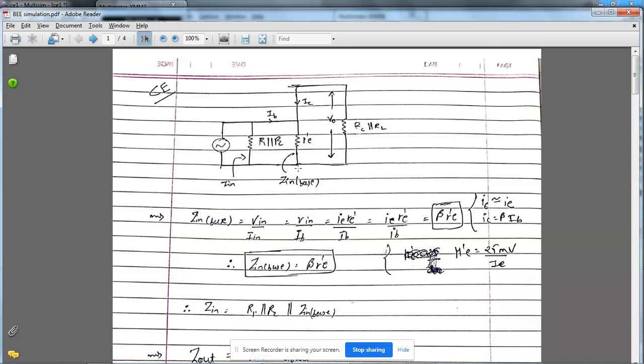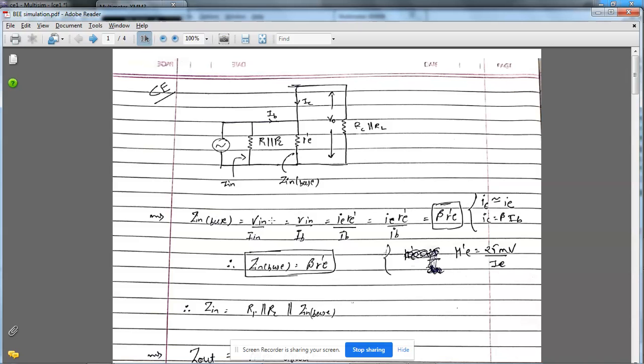This is common emitter circuit. The formula derivation is here. The input impedance includes the resistance and the impedance of base. So R1 parallel R2 parallel Z in base. Z in base is here, and the formula can be written by this. So as I told that R equals V by I, where Z equals V by I.